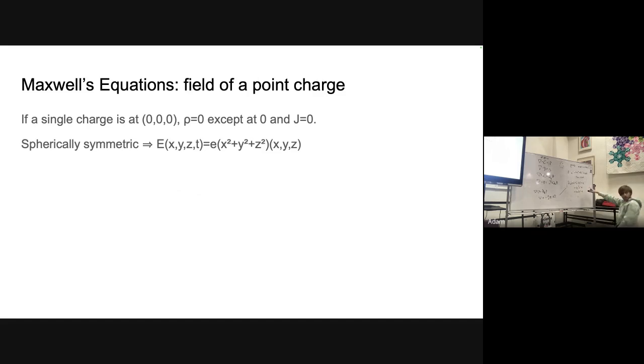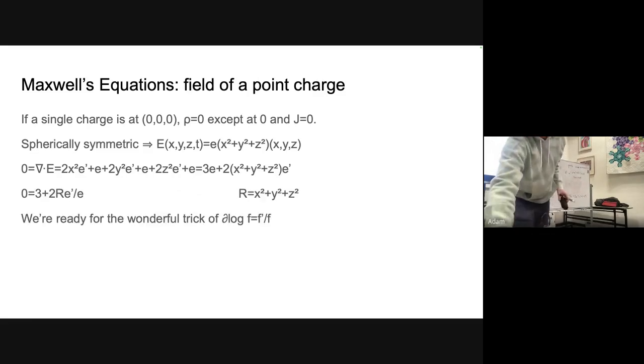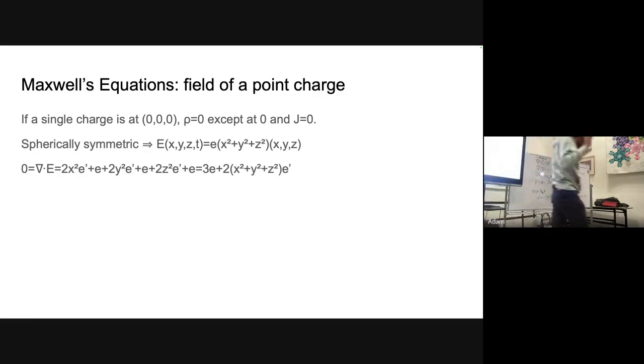Can anybody simplify this? This term that comes out: e plus e plus e, 3e, and then 2e prime times x squared plus y squared plus z squared. That is the divergence of e. Now we get to have fun. We're almost there. So that is the divergence of e.